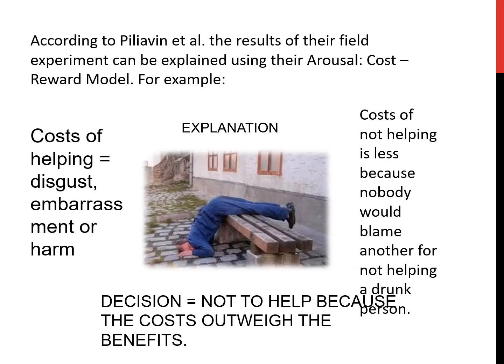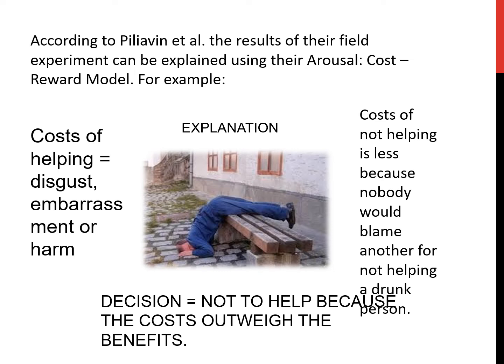Okay. So this is an example of why people don't help. For example, in the study, for the drunk victim, the explanation could be that the cost of helping could include disgust, embarrassment, or fear of harm. But then the cost of not helping is also low because nobody would blame another person for not helping a drunk person. So in this case, the cost of helping is high, the cost of not helping is low. So meaning that if you help, it doesn't give you much reward.